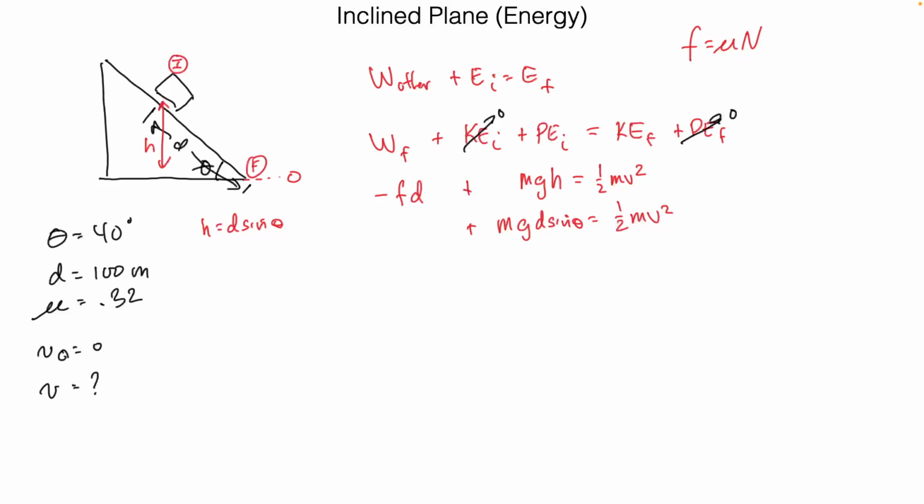So we know that this is mu times n times d. Again, we want to solve this for the v that's sitting over there. Look at the mgd sine theta. What is that? Is that something we know or something we don't know? We need the mass.